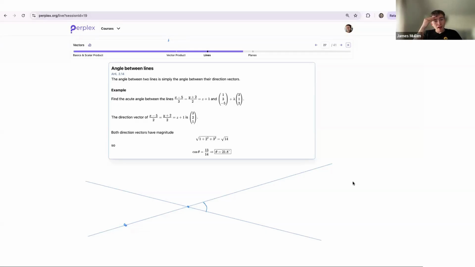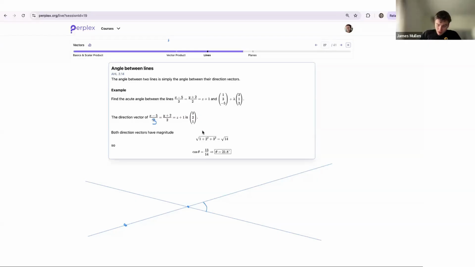So here's an example. Let's find the acute angle between the lines (x minus 5) over 3 equals (y plus 2) over 2 equals z plus 1, and 1, 3, negative 5 plus lambda times 3, 1, 2. So the direction vector of this line is, I don't know why it says 3, this is supposed to be a 3. 3, 2, 1. This is 3, 2, 1. Okay? And both direction vectors have the same magnitude, root 14.